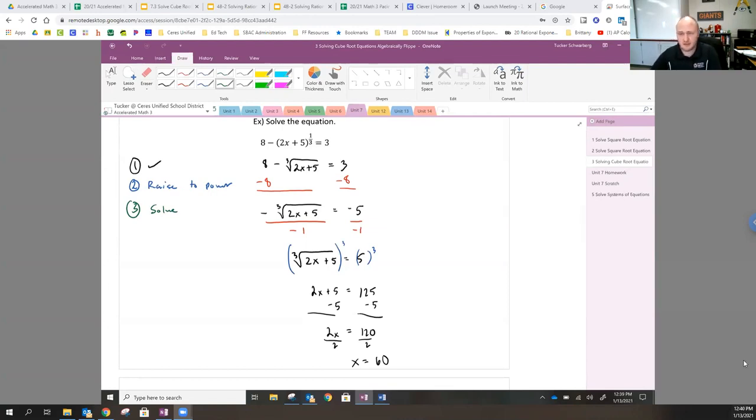Okay, is that the answer? Is it the answer? Well, I need to go ahead and check. So if I plug in 60, let's see. 8 minus the cubic root of 2 times 60. I know that that's 120, plus 5. Does this give us 3? So 8 minus the cubic root of 125, right? 120 plus 5, 125. And the cubic root of 125 is 5. So 8 minus 5, is that 3?